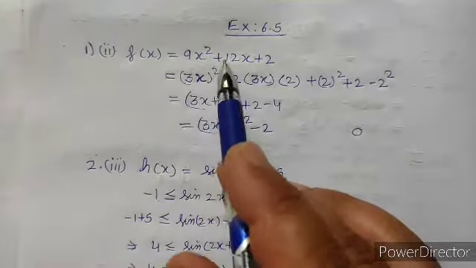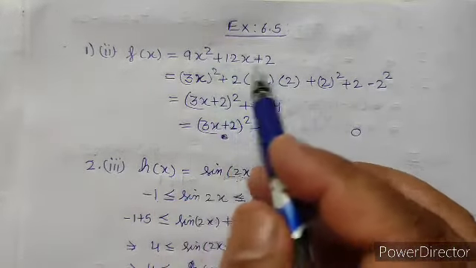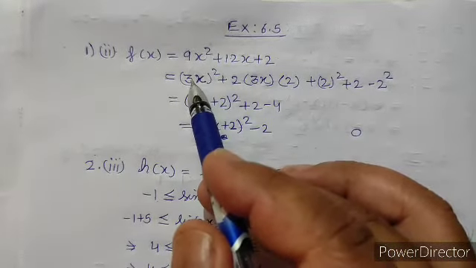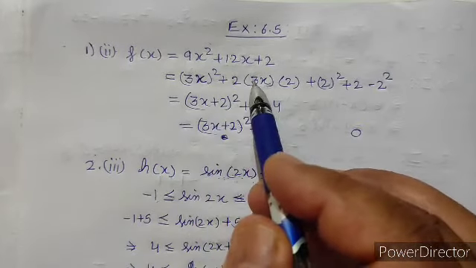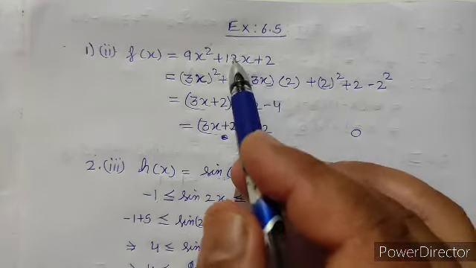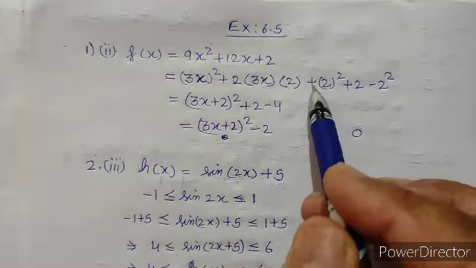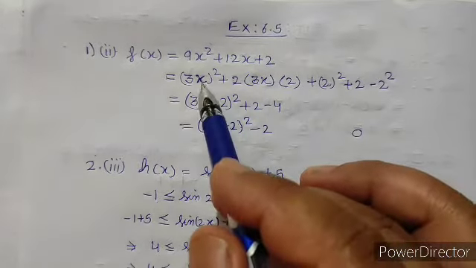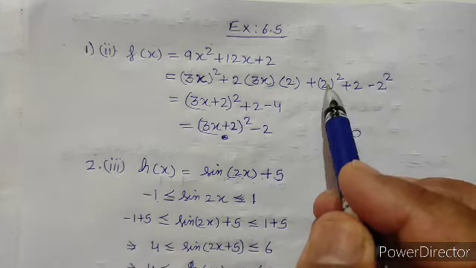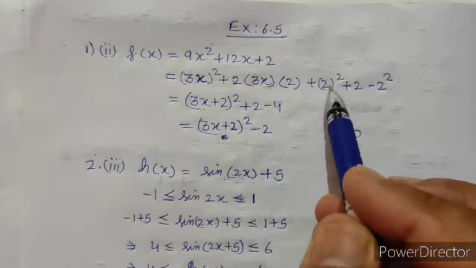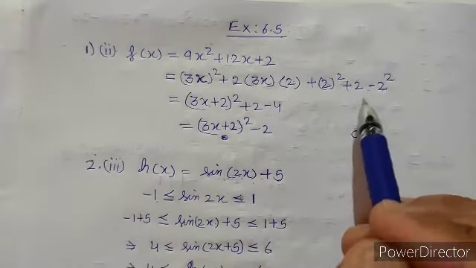Here fx is given to us. Now we can convert this into the form of a perfect square. This 9x square is the square of 3x, plus 2 into 3x. Now 2 into 3 will be 6x, and 12x divided by 6x will give us 2. Now plus 2 square. As this is in the form of a square plus 2ab, there should be b square to make it a perfect square. So 2 square, and plus 2 was already in the question, and then minus 2 square.